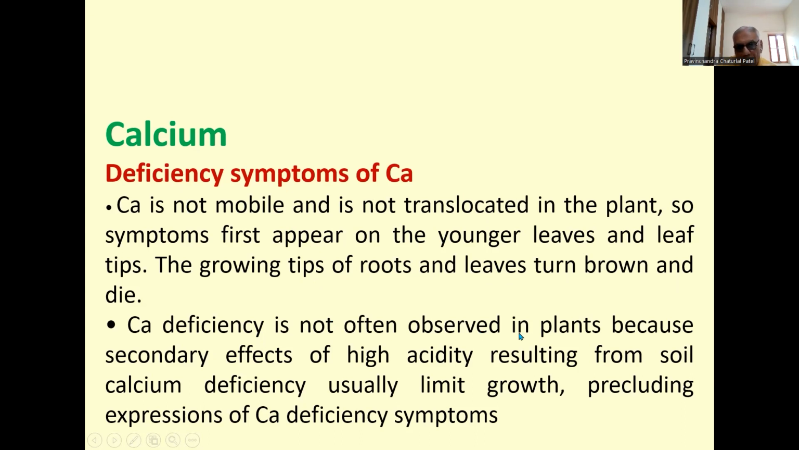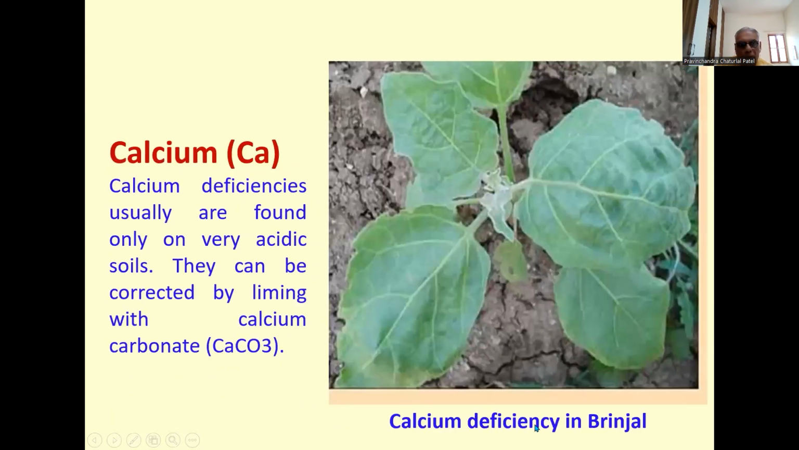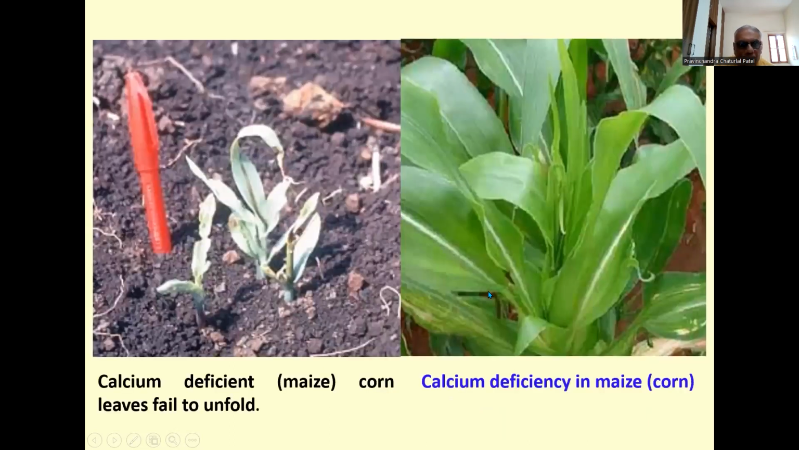Calcium deficiency is not often observed in plants because secondary effects of high acidity resulting from soil calcium deficiency usually limit growth, precluding expression of calcium deficiency symptoms. So calcium deficiencies are usually found only in very acidic soil. They can be corrected by liming with calcium carbonate. So you can see here the calcium deficiency in brinjal crop. It is also known as eggplant.